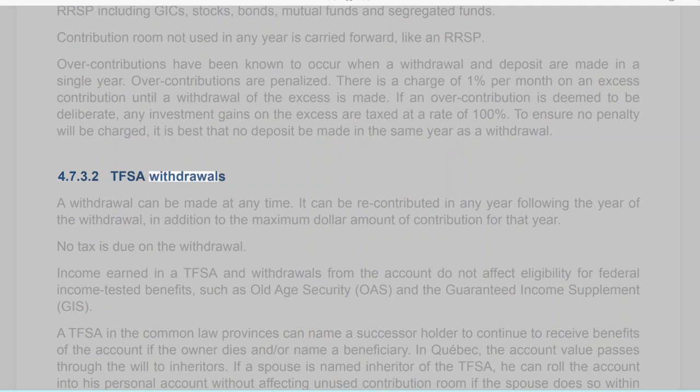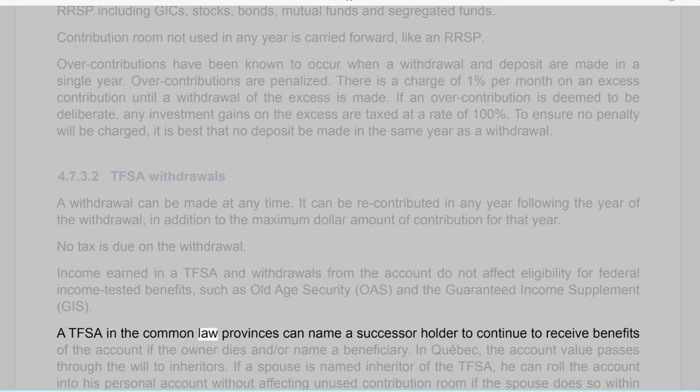4.7.3.2 TFSA Withdrawals. A withdrawal can be made at any time. It can be recontributed in any year following the year of the withdrawal, in addition to the maximum dollar amount of contribution for that year. No tax is due on the withdrawal. Income earned in a TFSA and withdrawals from the account do not affect eligibility for federal income-tested benefits, such as Old Age Security, OAS, and the Guaranteed Income Supplement, GIS.